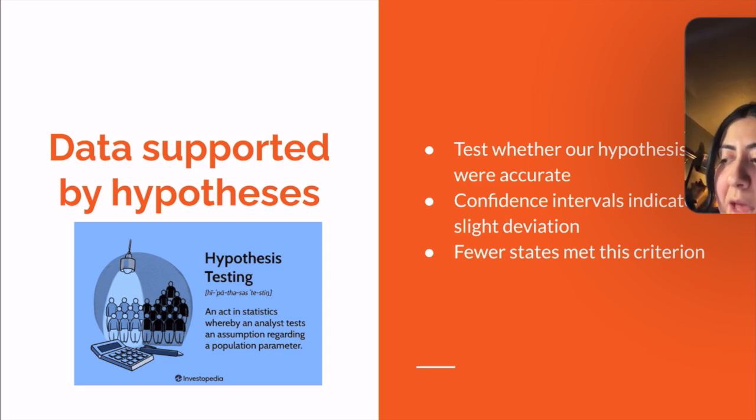Regarding the proportion hypothesis, we suggested that at least 25% of states would have fewer than one murder per 100,000 people. Our confidence intervals and hypotheses testing revealed that fewer states than anticipated met this criterion, aligning with the null hypothesis. Overall, our interpretations of the confidence intervals were consistent with the conclusions of the hypotheses tests. While the data did not strongly support our alternative hypotheses, they provided valuable insights into crime rates in 2013.